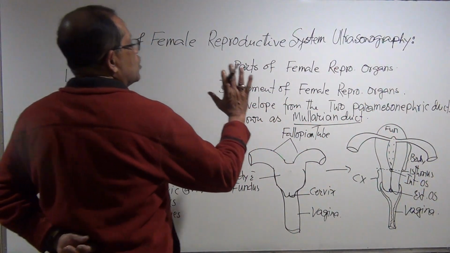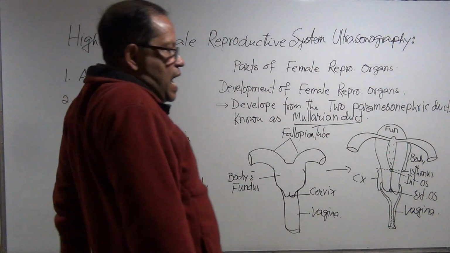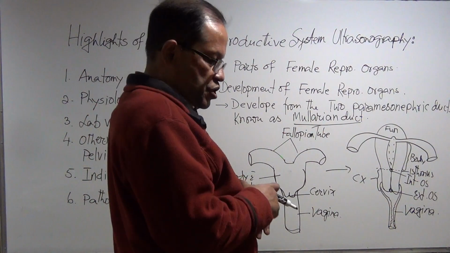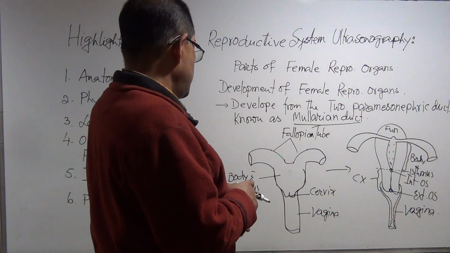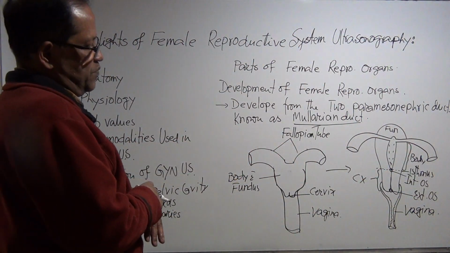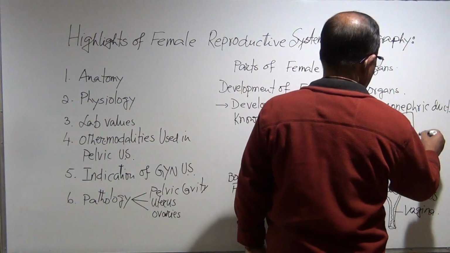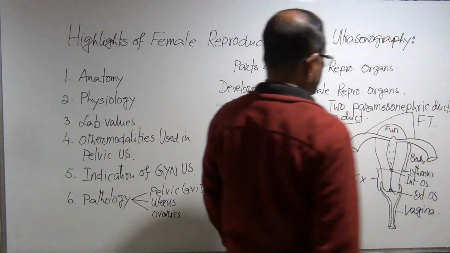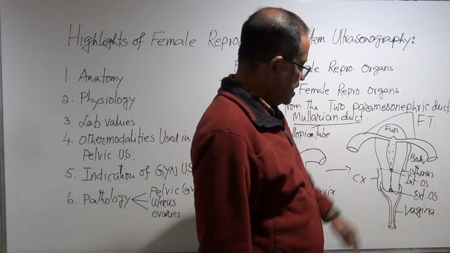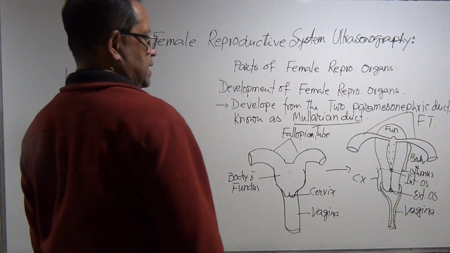So the two Mullerian ducts fuse together, with molding, changing and fusion, and turn into the complete female reproductive organs, that is the fallopian tubes, then the uterus, which has a fundus, body, and the cervix, and the vaginal canal.